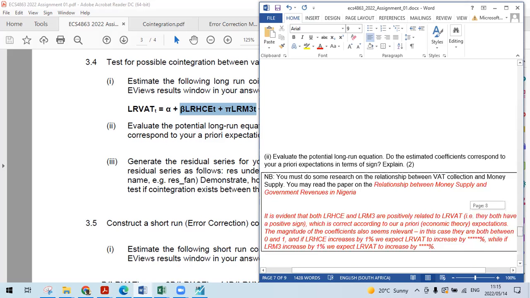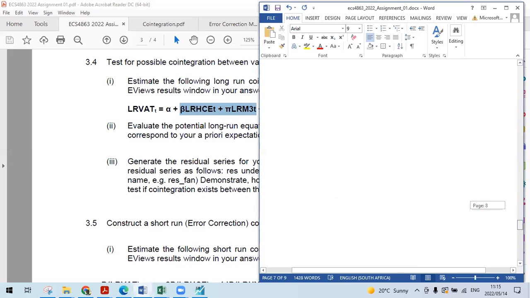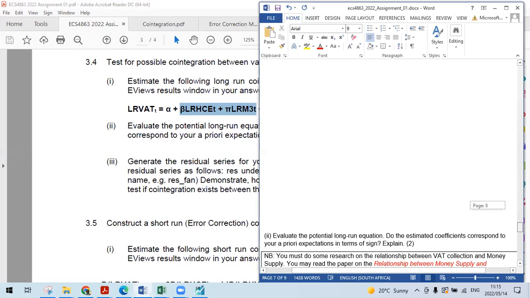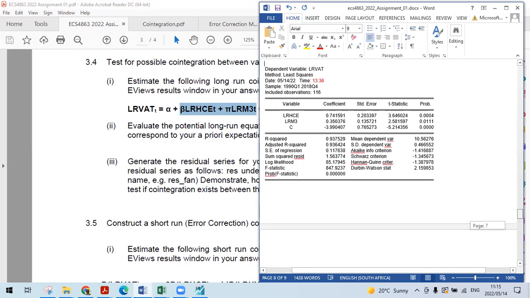So for some reason on my table, because I've been doing it on EViews at the same time, with your table it'll be like 0.74 for the coefficient, but with mine it's like 74.159. I don't know why it's like that. Do you know? So if we look at the log real HCE.